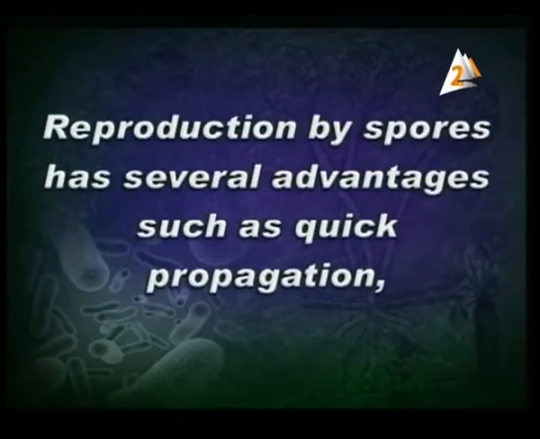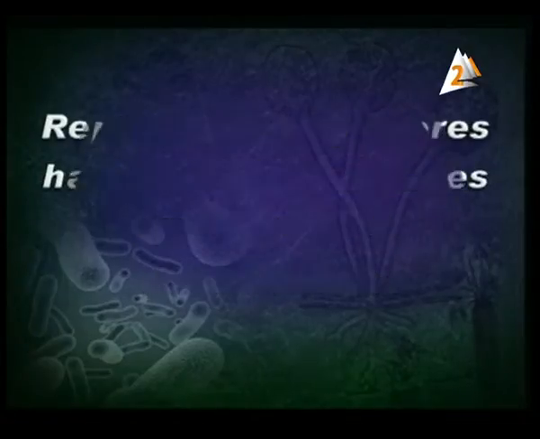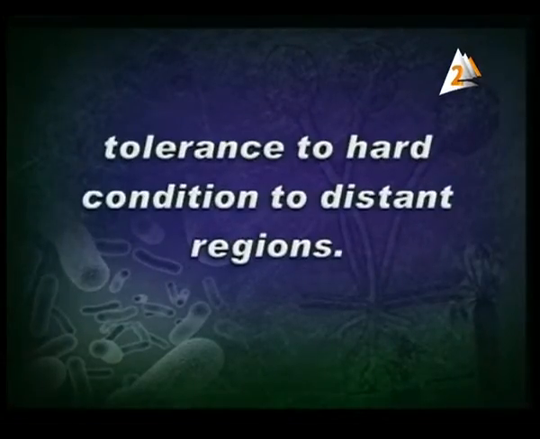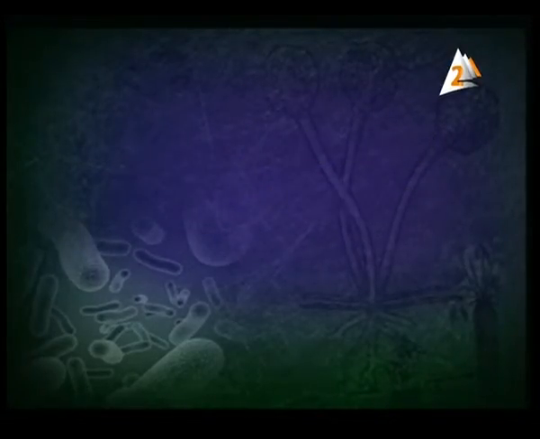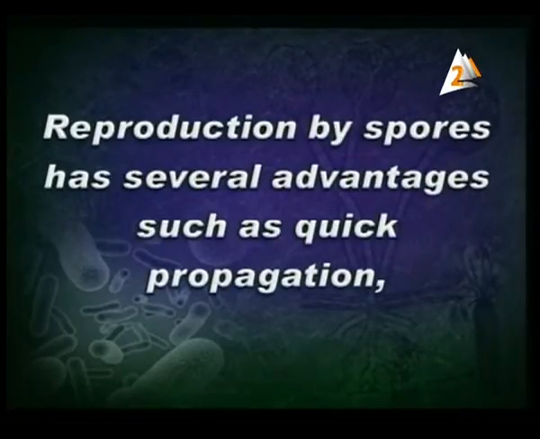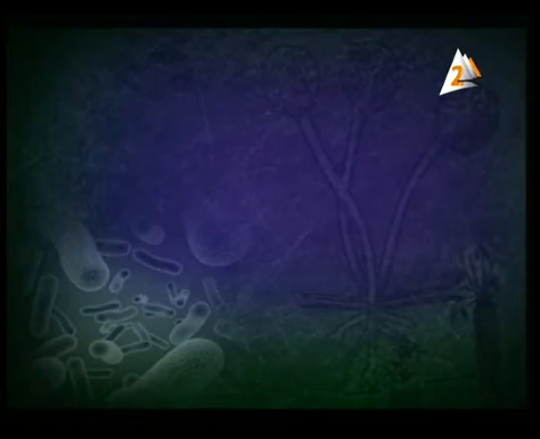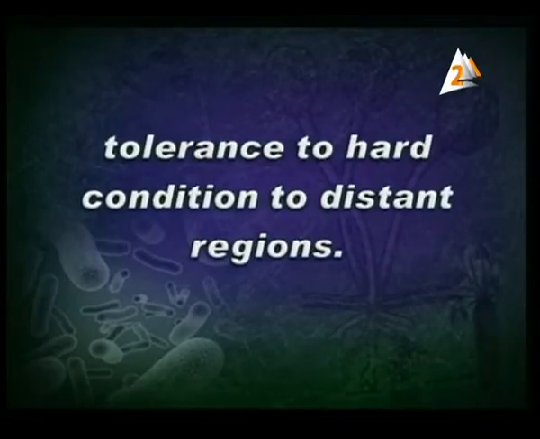Reproduction by spores has several advantages, such as quick propagation, also tolerance to hard conditions, and also it goes to distant regions. I am going to say the advantages again of this kind of reproduction. The advantages of sporogony, as I said, are quick propagation, tolerance to hard conditions, and it goes to distant regions.